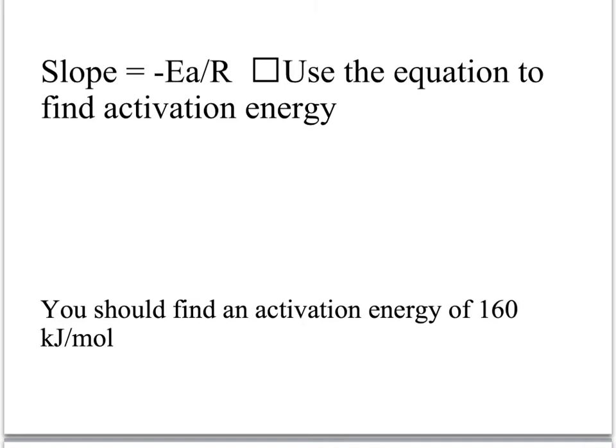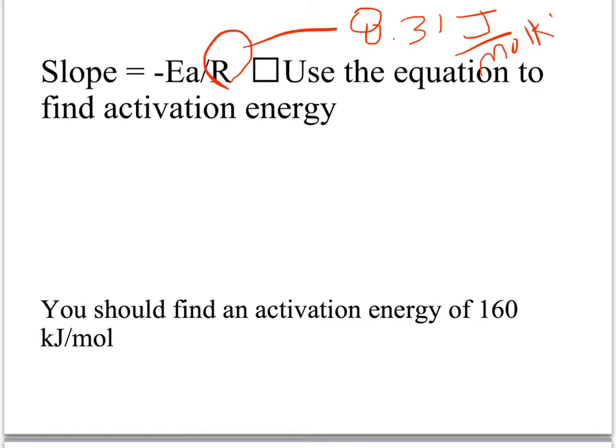Remember, when we do this, that the R value we use should be this R value here. We're going to use 8.31, which is in joules per mole K. And keeping that in mind, usually we express activation energy in kilojoules, so you may want to convert your joules to kilojoules. And notice the value of the slope of the line. After doing this, you should find an activation energy of about 160 kilojoules per mole.